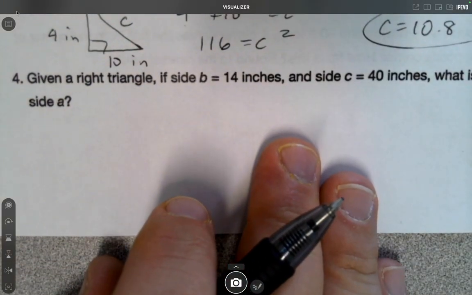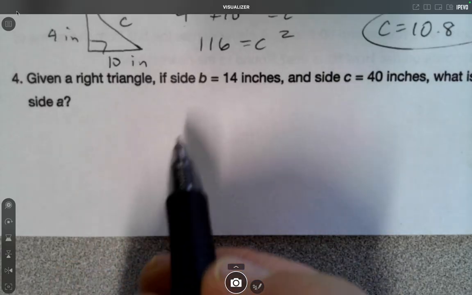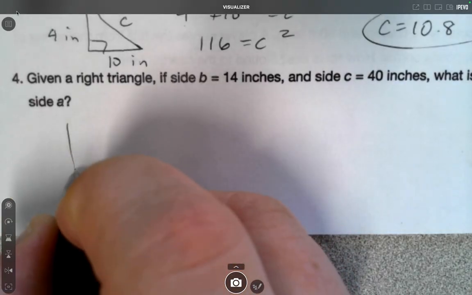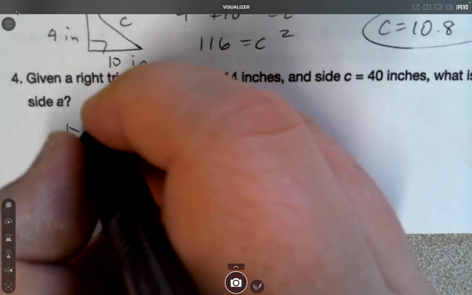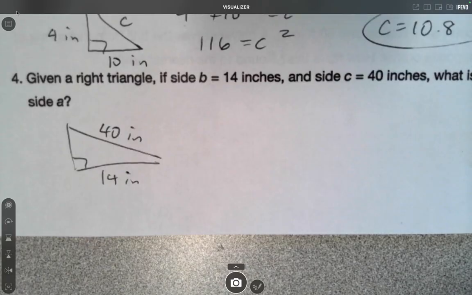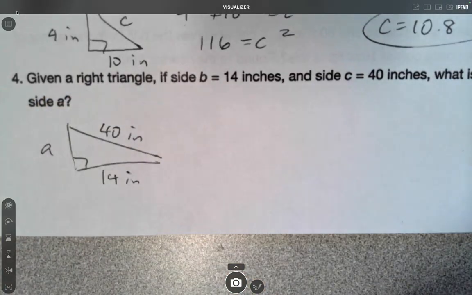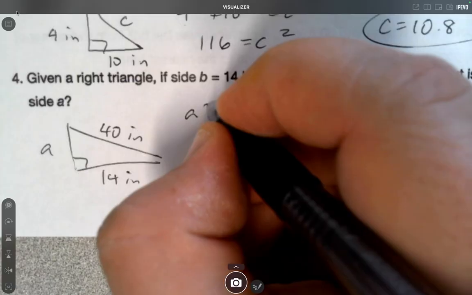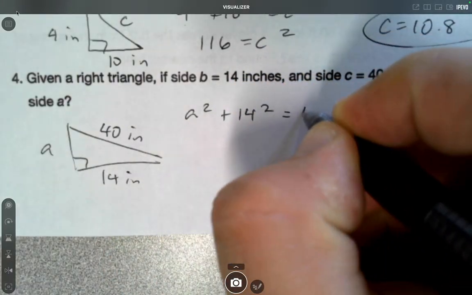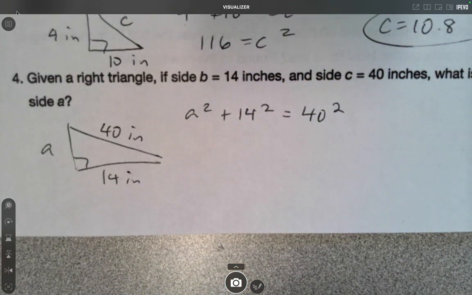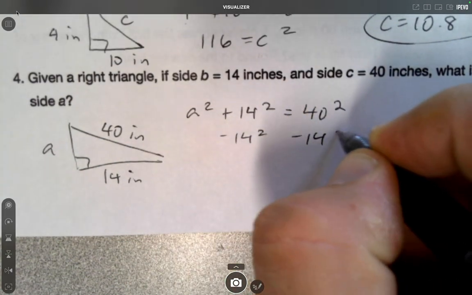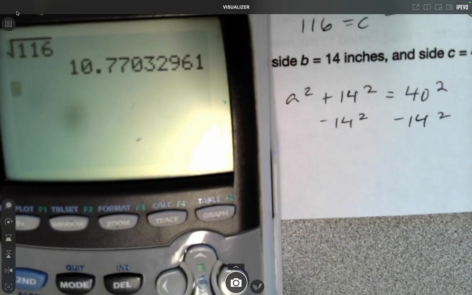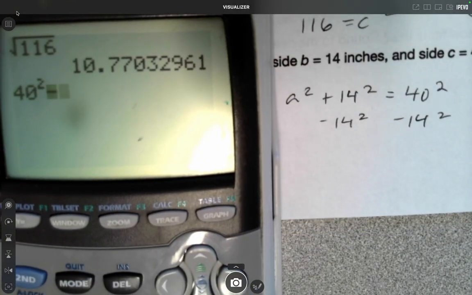Okay, then number 4 is more similar to number 2 because again, this time it's a leg we're looking for. Because they tell us side B is 14 inches and side C, which has to be the hypotenuse, is 40 inches. So what's the measure of side A? So we'll set up the Pythagorean theorem as A squared plus 14 squared equals 40 squared. But to get A by itself, we'll need to subtract 14 squared from both sides. So 40 squared minus 14 squared gives me 1404.